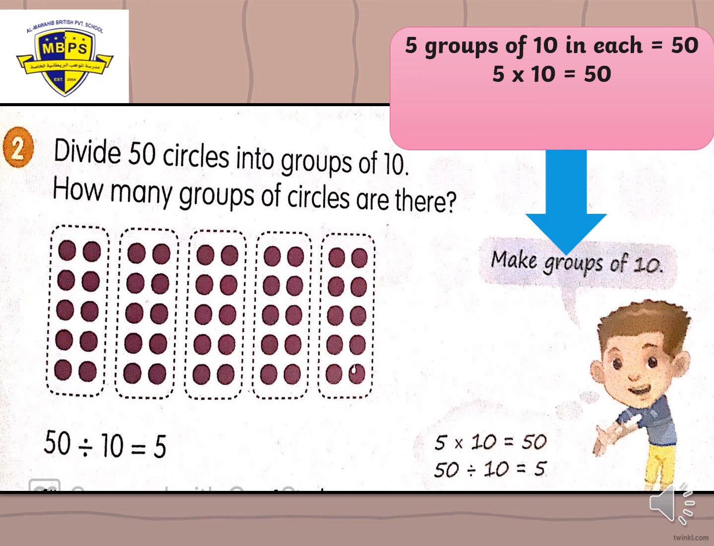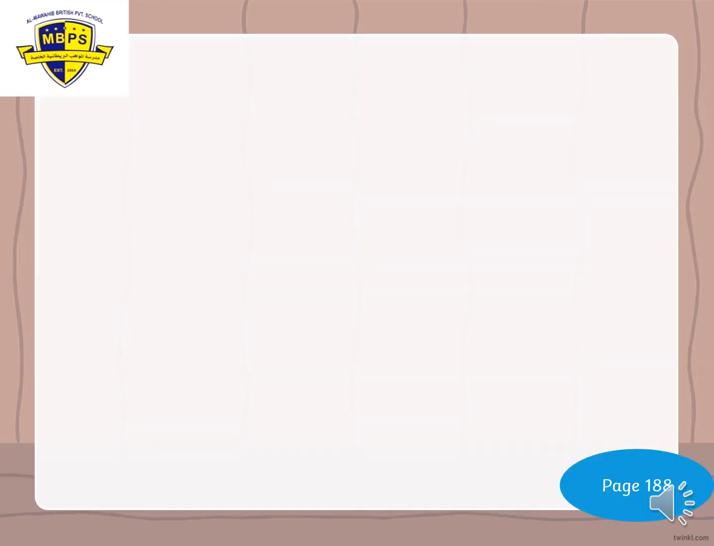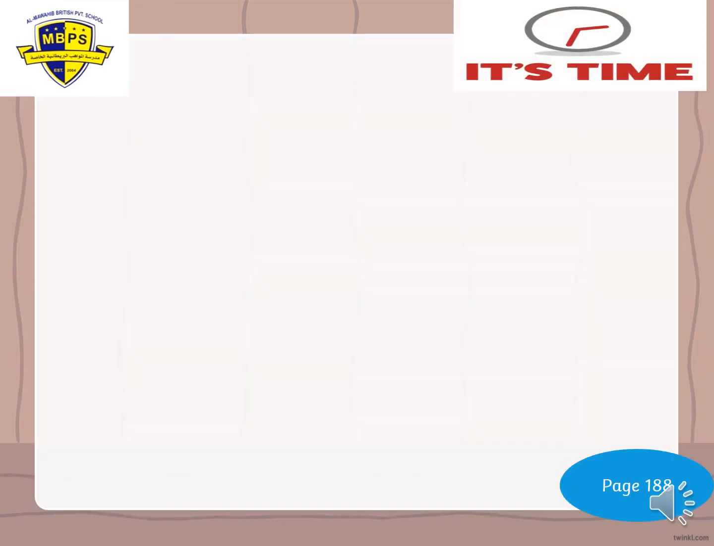How can I write now a division sentence? I will start with the total number, which is 50, divided by 10, the number in each group, equal 5, which is the number of groups, because here I used grouping to find the number of groups. It's time to practice, grade 1.